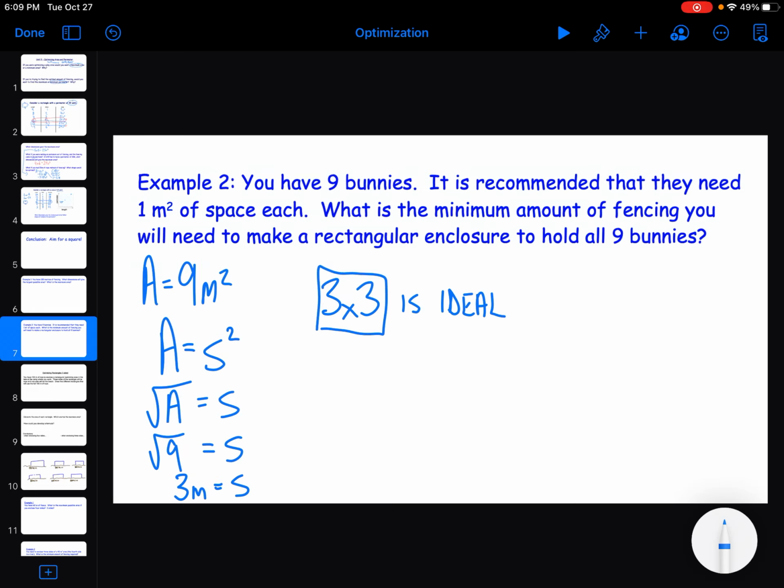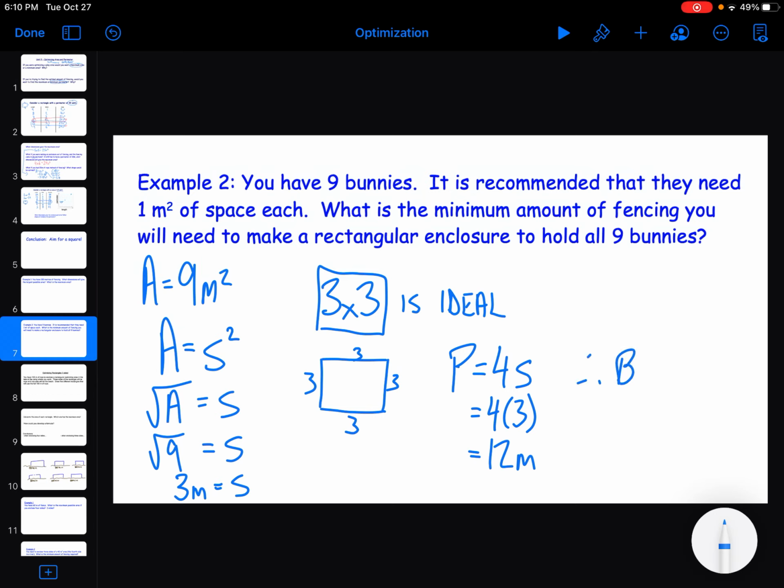If we wanted to find the minimum amount of fencing, though, we need to fence the whole thing. So we need to go 3, 3, 3, and 3. So the perimeter would be 4s, which is 4 times 3, which is 12 meters. So you'd have to buy 12 meters of fence.